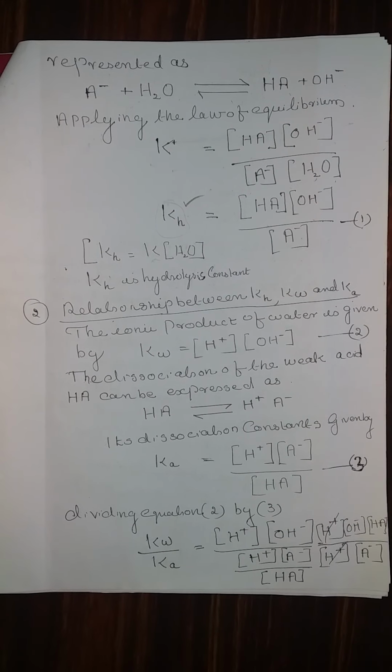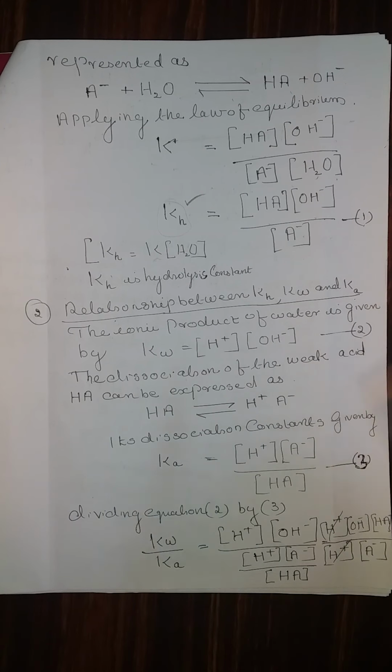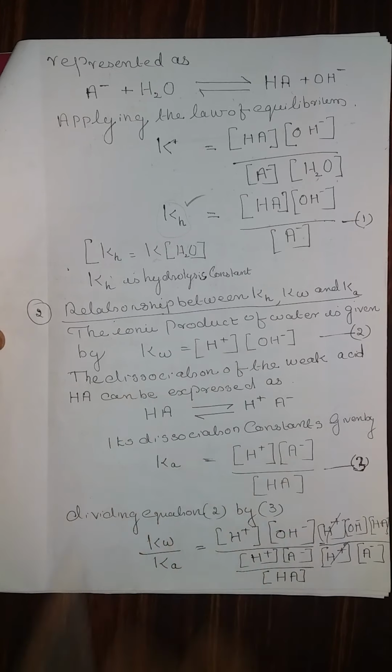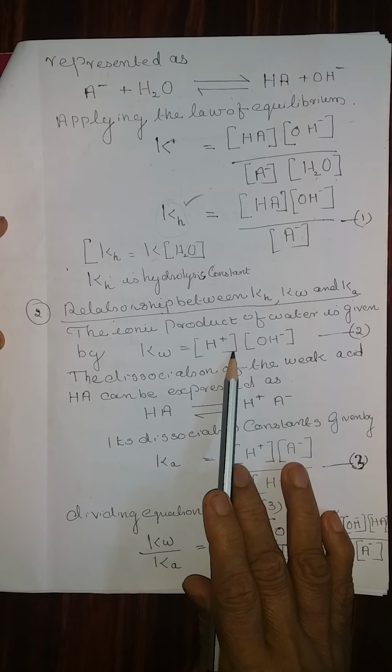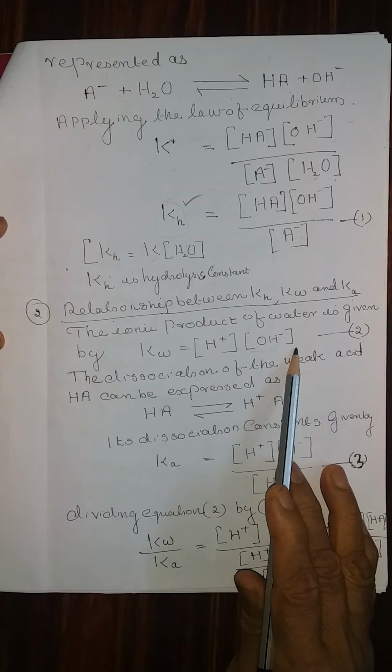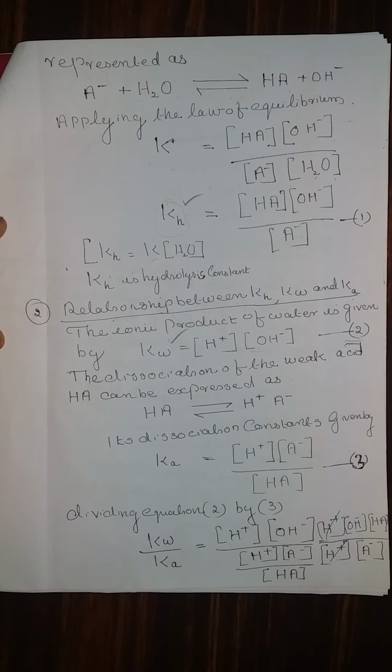The relationship between KH, KW and Ka. The ionic product of water is given by Kw is equal to concentration of H plus into concentration of OH minus, equation number 2. We got another value, Kw.